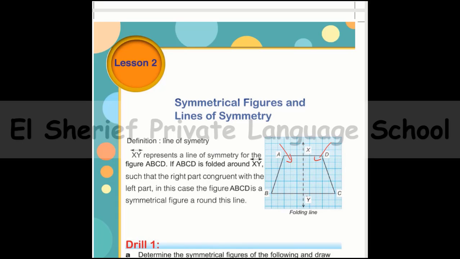So we have two conditions. First, it divides the figure into two congruent parts, and we can fold this figure around the line of symmetry.